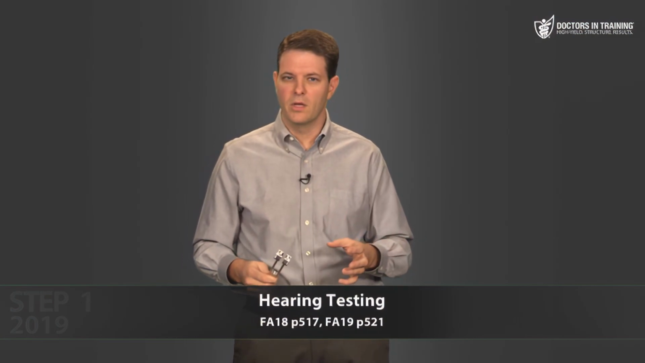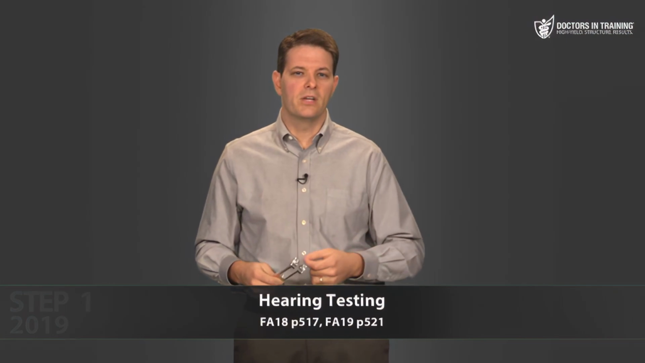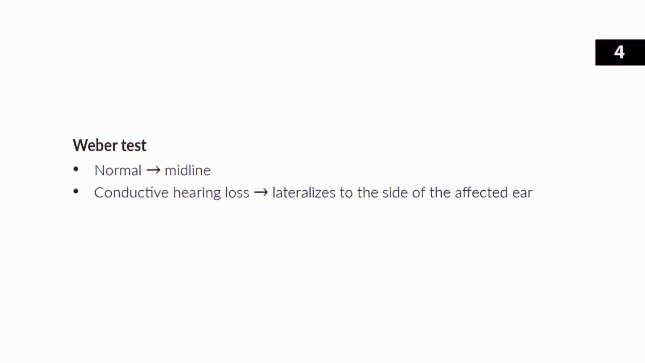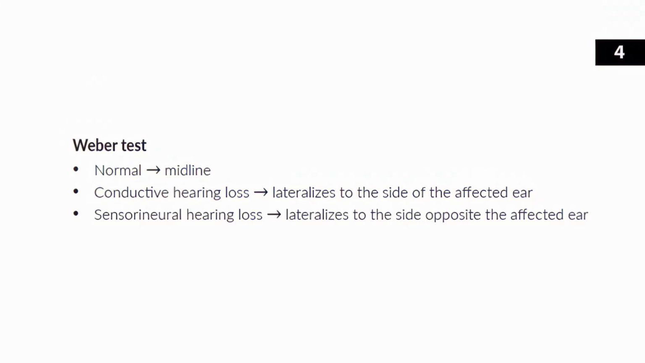Now, don't write down that Weber's test is positive or negative. That's potentially confusing. You should write down Weber midline, which is normal, or Weber lateralizes to the right or to the left. In the study guide, there's an explanation of how to interpret the Weber test. Midline is normal. Both ears are working. Conductive hearing loss lateralizes to the side of the affected ear. Sensorineural hearing loss lateralizes to the side of the good ear.